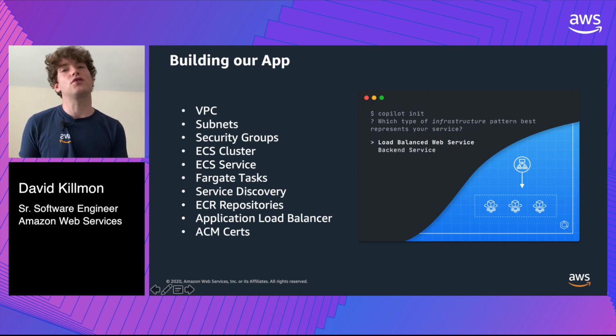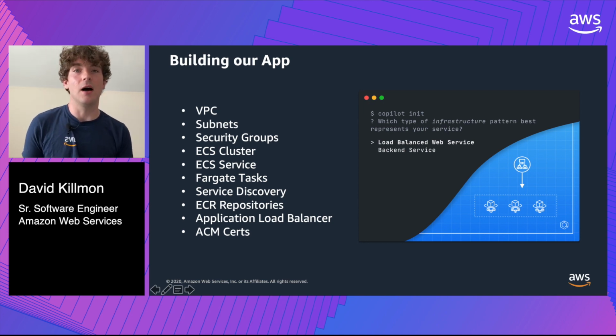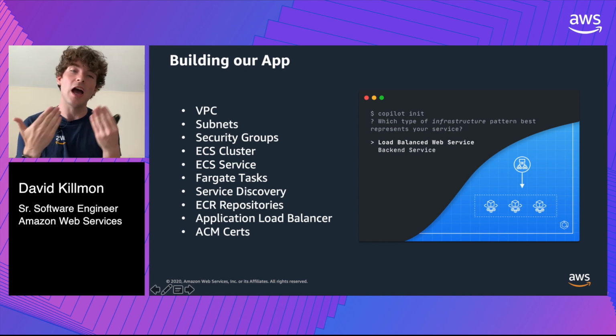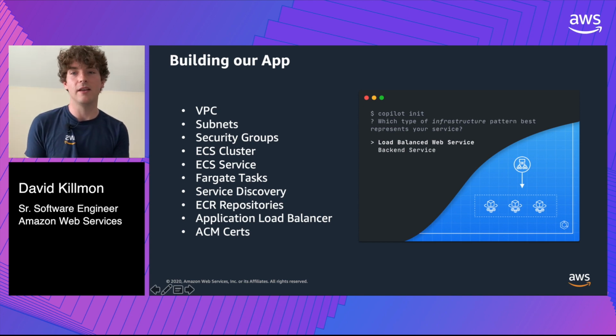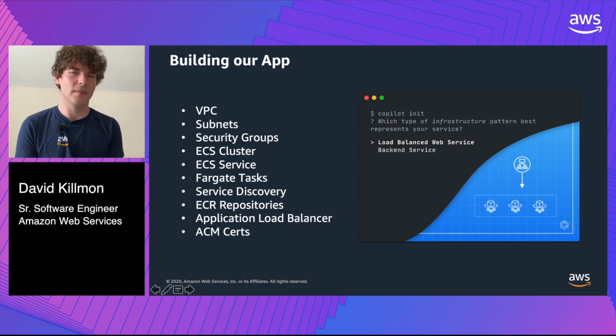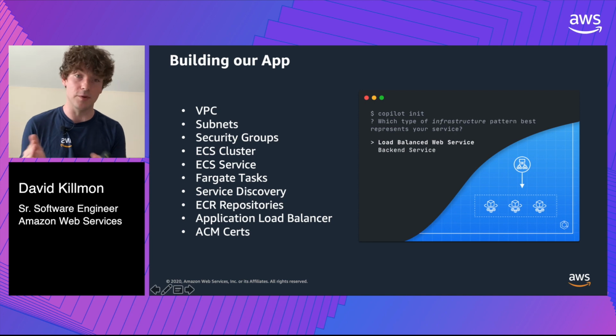So there's a bunch of infrastructure that you actually need. And Copilot wraps all that up into an application architecture pattern for you. So you don't have to worry about provisioning all these individual resources. You just tell us what type of architecture you want, and we'll use Amazon best practices to help you build a service that is going to be secure and scalable. So the infrastructure is a super important part, and we're super excited to help you get through that.